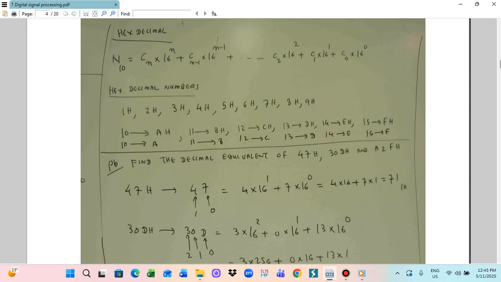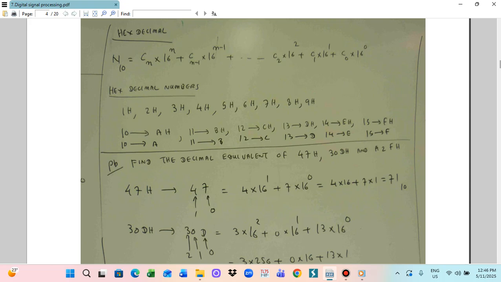So 7 is location 0 and 4 is location 1. Because 4 is location 1, 4 multiply 16 power 1, plus 7 at location 0 is 7 multiply 16 power 0. So that will be 4 multiply 16 plus 7 multiply 1. That will be 64 and 7. So 64 plus 7, that will be 71. So 47H is equal to 71 base 10.